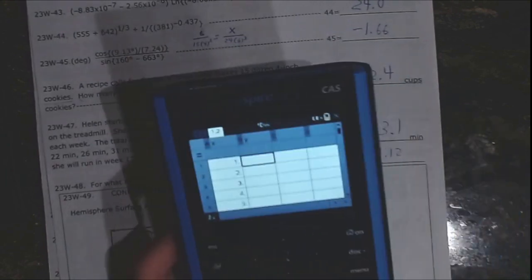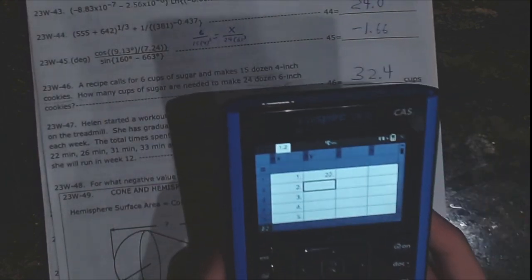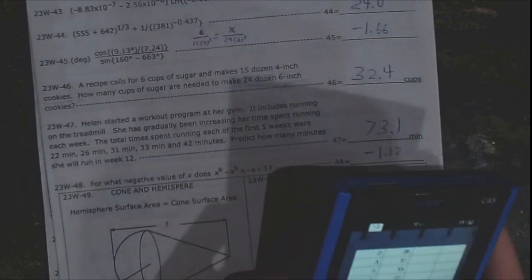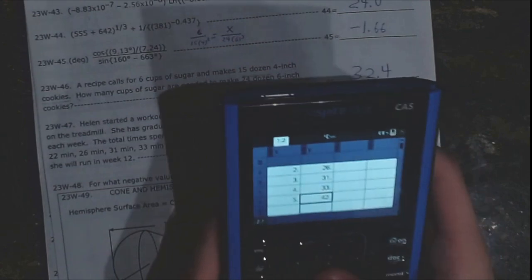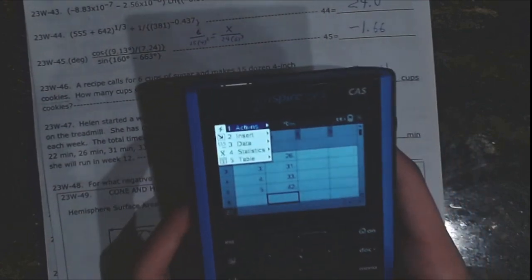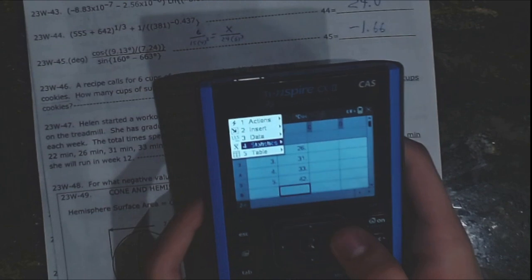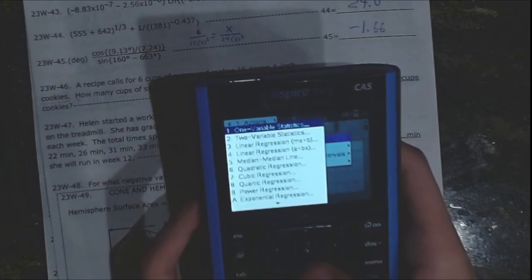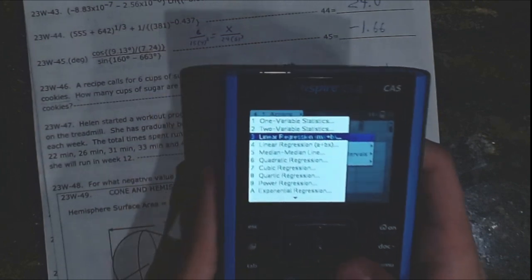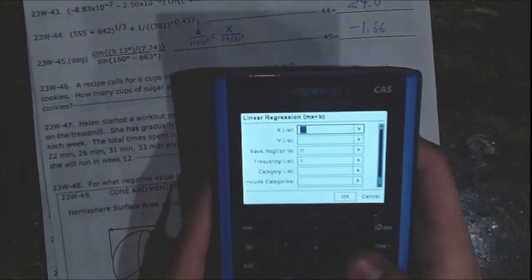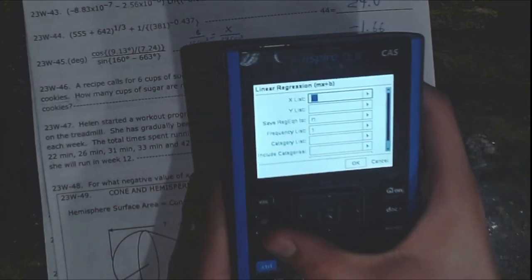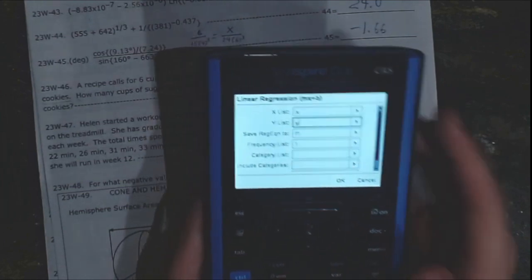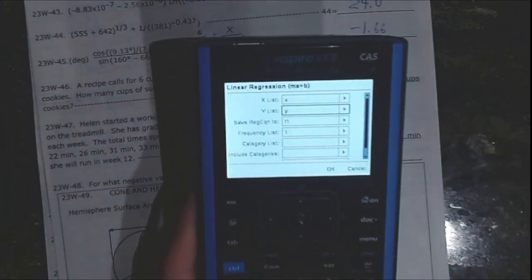So week 1, she ran 22 minutes. Week 2, 26. Now just fill this column down. So these are all my data points. Now that I've got them all entered in, I can go to menu, 4 for statistics, 1 for stat calculations, and 3 for linear regression. It wants my X and Y list, so I'm just going to type X here, tab to go to the next column down, type Y. That's the only thing you need to enter.